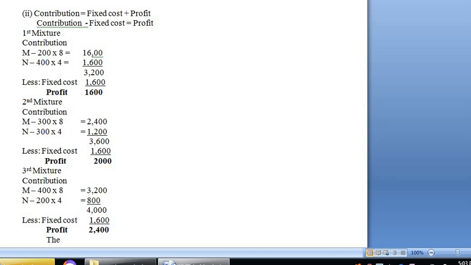So here you can write the third sales mixture is the best combination for the factory where it earns more profit. Okay, so this is what the problem is. Hope this problem is clear to everyone.